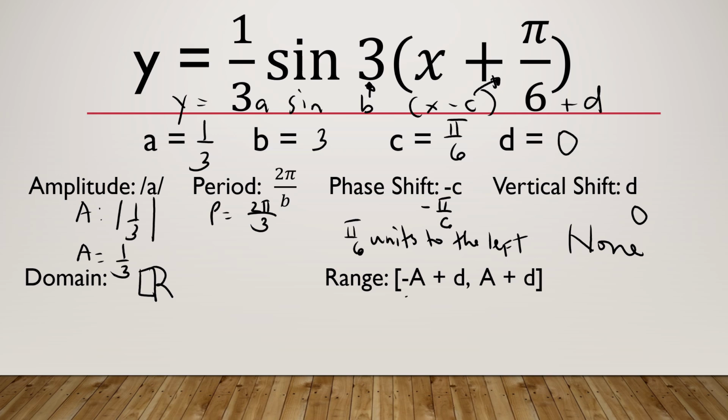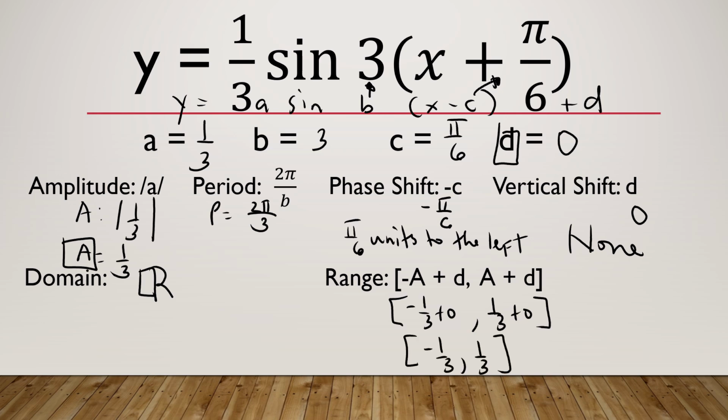To find the range, we will be substituting the value of the amplitude, which is a, and the value of d, which is 0. Since our d is 0, we will just simply have negative 1/3 plus 0 and 1/3 plus 0. Simplifying that, we have negative 1/3 and 1/3. Therefore, our range is negative 1/3 to 1/3.